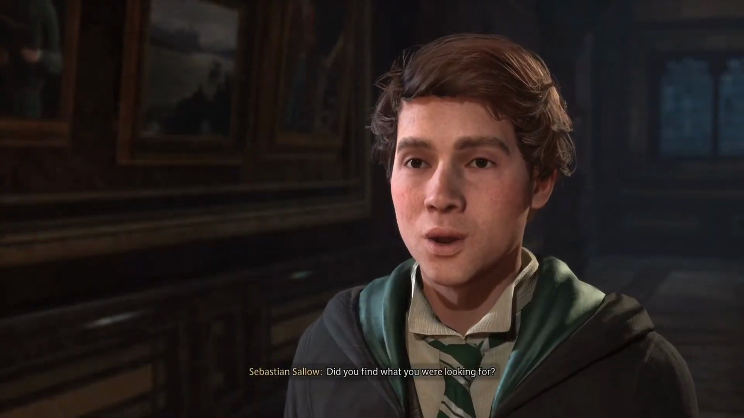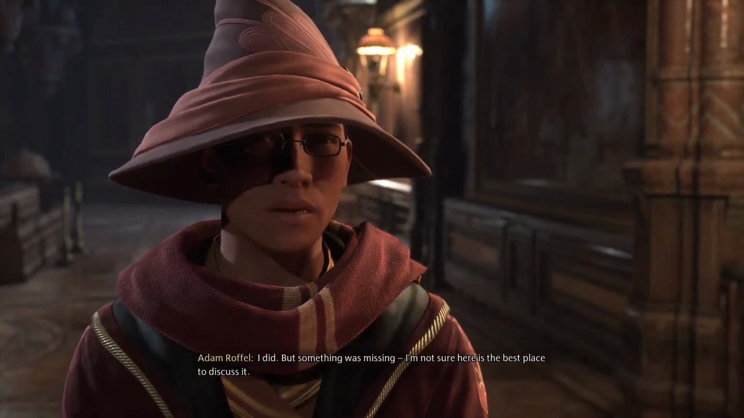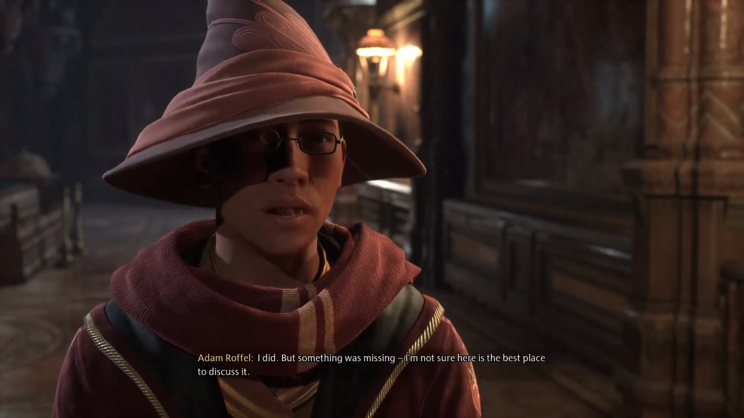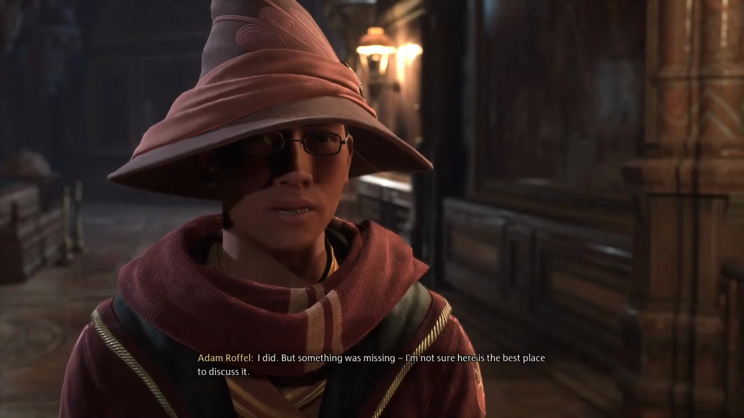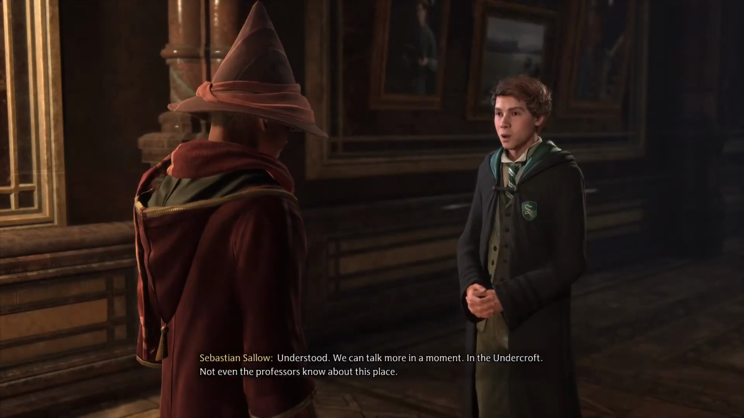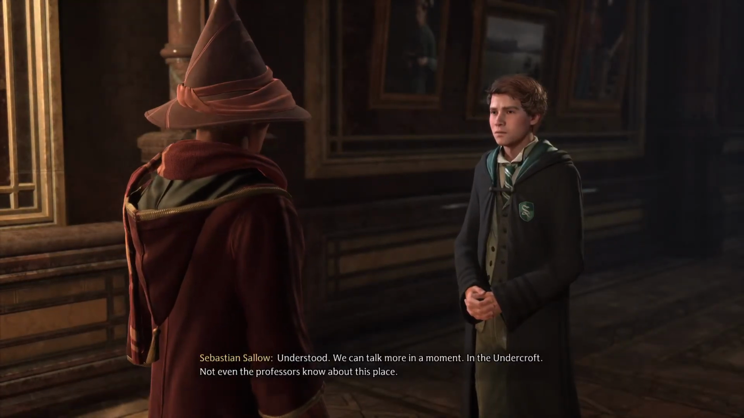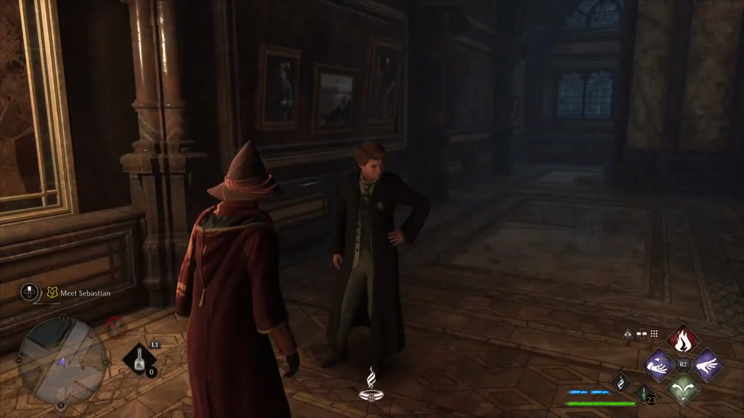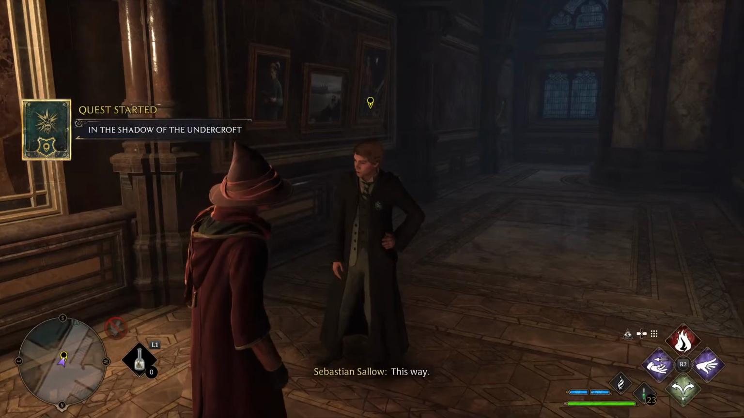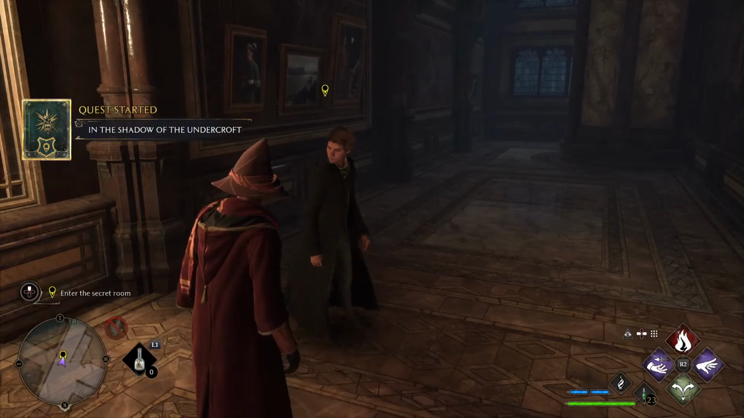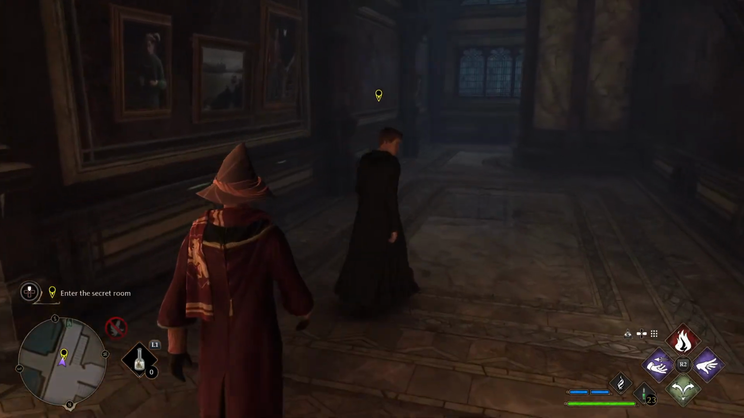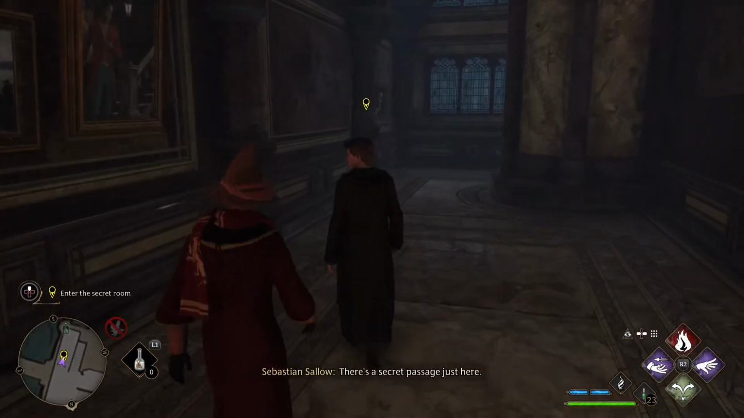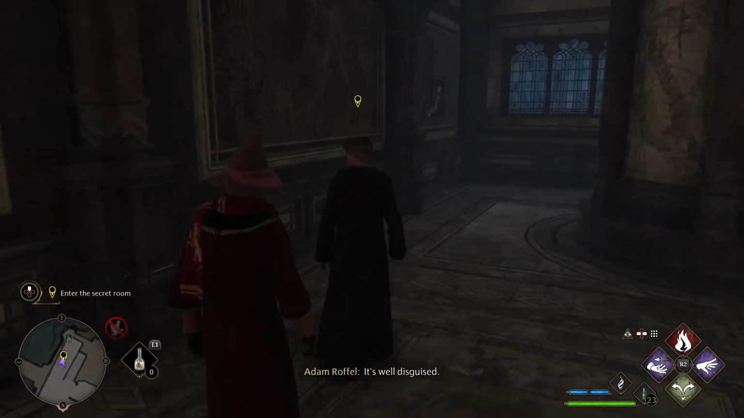Did you find what you were looking for? I did, but something was missing. I'm not sure here is the best place to discuss it. Understood. We can talk more in a moment, in the Undercroft. Not even the professors know about this place. This way. There's a secret passage just here. It's well disguised.